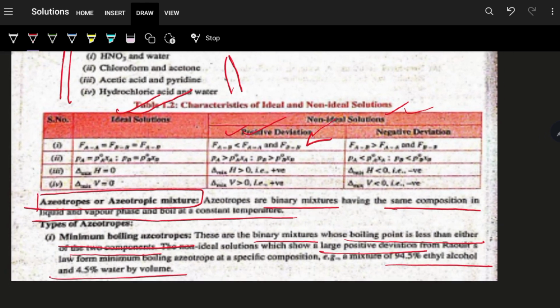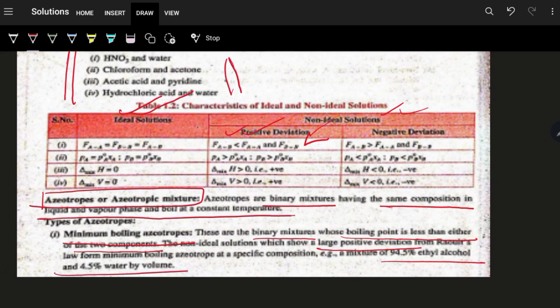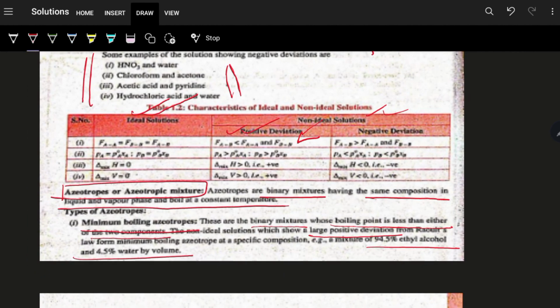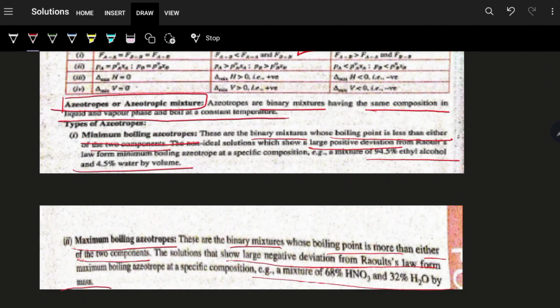But please keep in mind, why is it greater? Because the vapor pressure has increased. Why is the vapor pressure increasing? Because the interaction between the solute and the solvent particles is weaker, and so a greater number of vapors you are getting for positive deviation, which is just the other case in negative deviation.